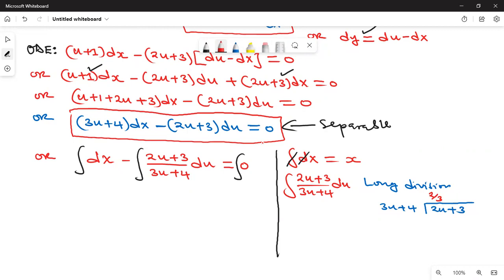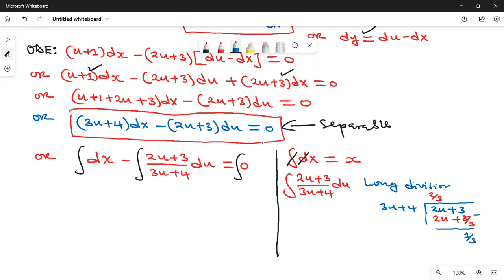So 2/3 times 3u will give us 2u. And then 2/3 times 4, we get 8/3. Now we subtract. 2u minus 2u is 0. 3 minus 8/3. Remember, 3 is the same as 9/3. Then minus 8/3 will give you 1/3.